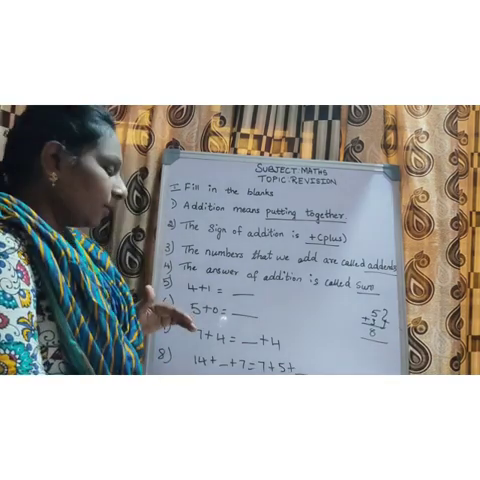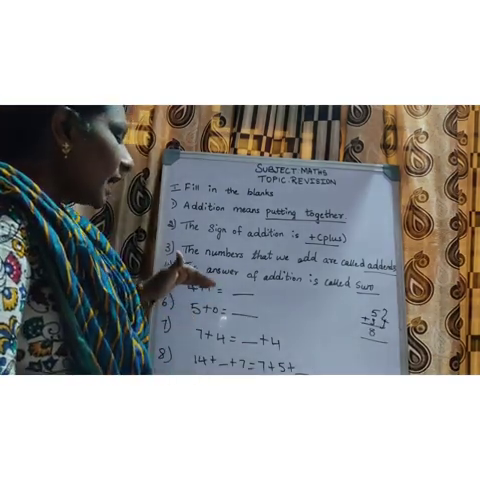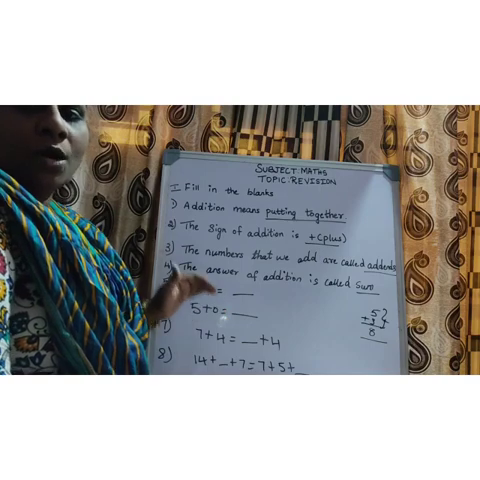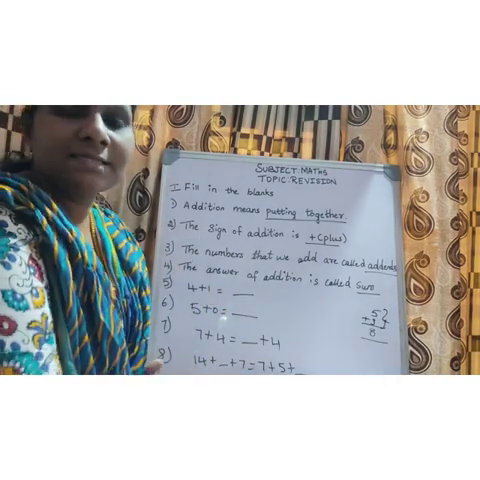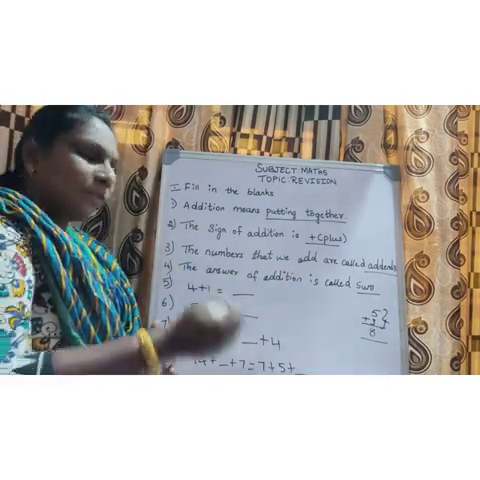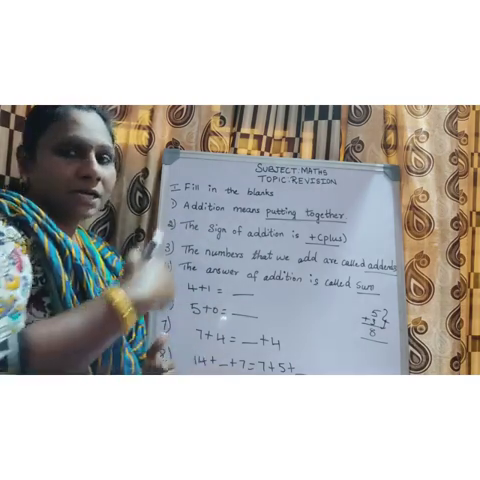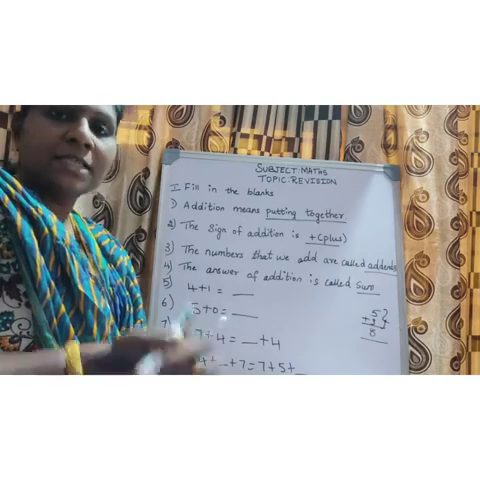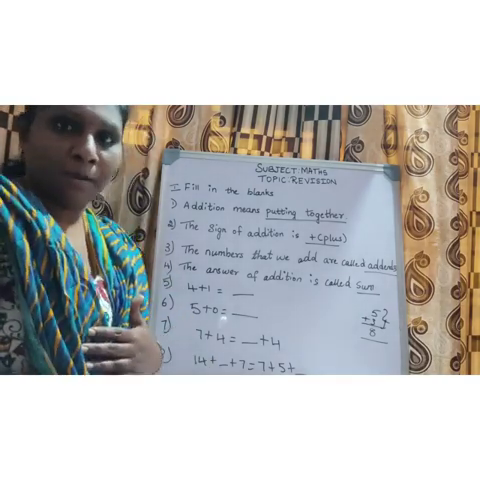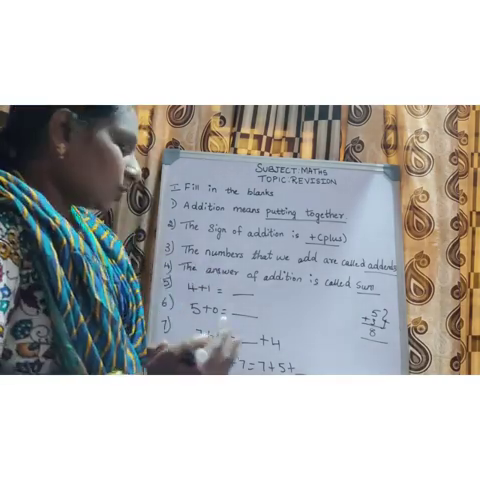Next is 4 plus 1. This is based on a property, children. When we add 1 to any number, what do we get? We get the next number itself, isn't it? So when we add 1 to any number, we get the sum as the next number, or you can say we get the successor of the number.